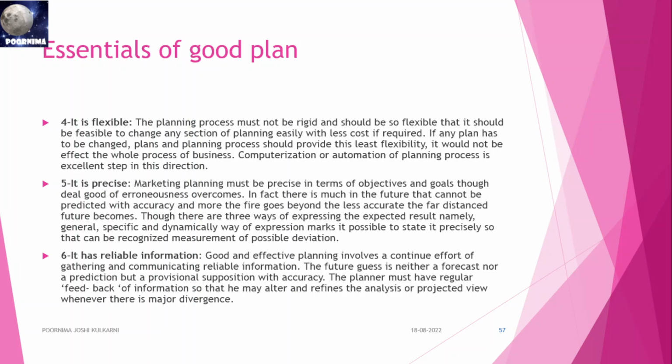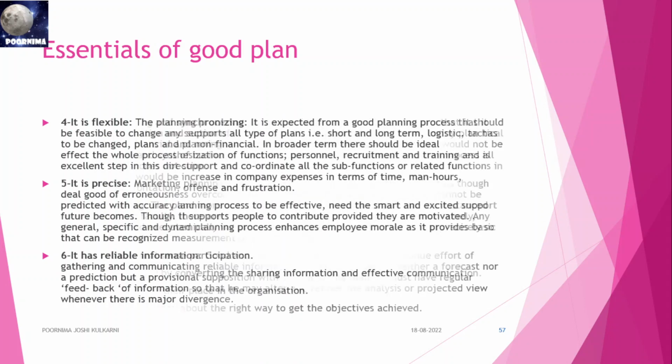It has reliable information. Good and effective planning involves the continued effort of gathering and communicating reliable information. Information should be there for taking any decision or planning anything. The future guess is neither a forecast nor a prediction, but a provisional supposition with accuracy. The planner must have regular feedback of information so that he may alter and refine the analysis and projected view whenever there is a major divergence.